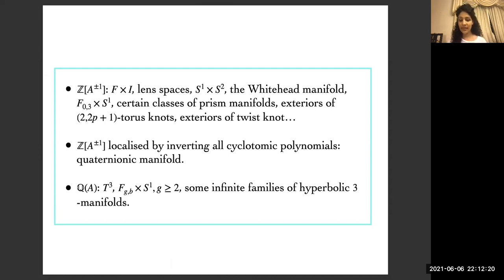So, sometime in the year 2014 or 2015, Edward Witten, who is a theoretical physicist and a Fields medalist, conjectured that over the field of rational functions, the Kauffman bracket skein module of closed oriented 3-manifolds is always finite dimensional.